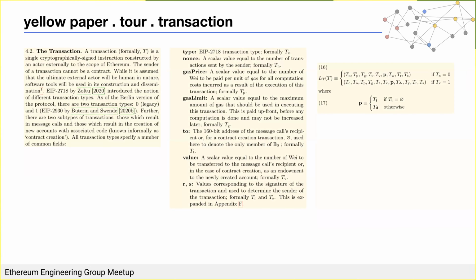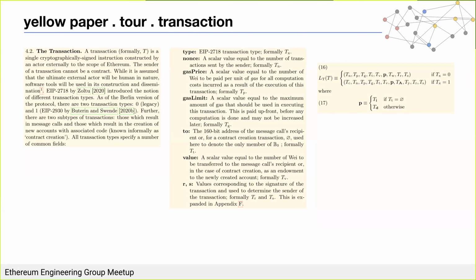This all makes sense. We all know what a blockchain is. We have nonces and gas prices and gas limits. Again, we have these great names that exist in the yellow paper right here, and then they're replaced with this lovely T subscript N, T subscript P, T subscript G, T subscript T, alphabet soup again.